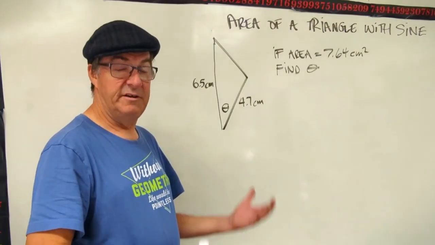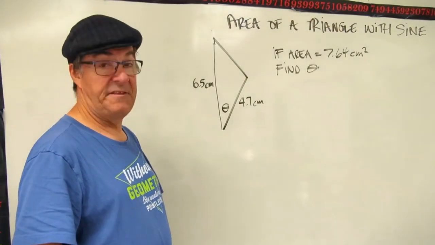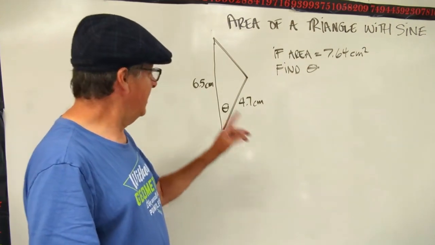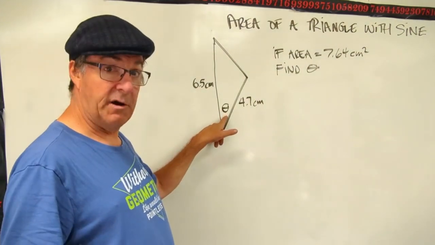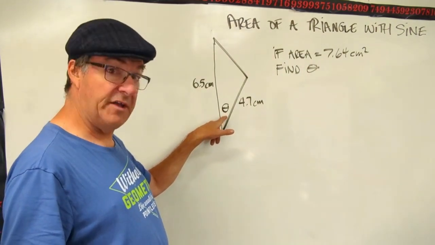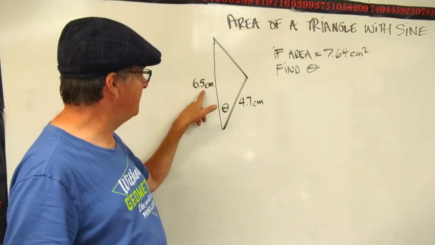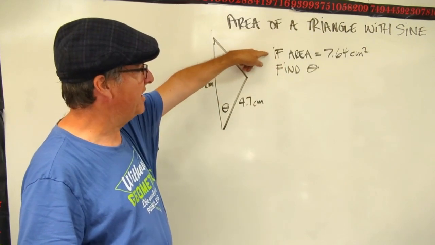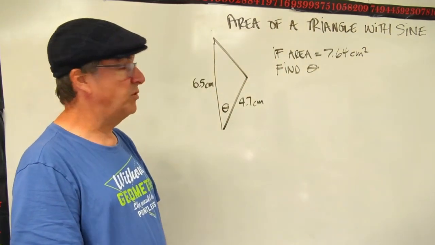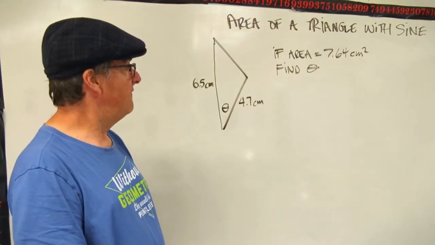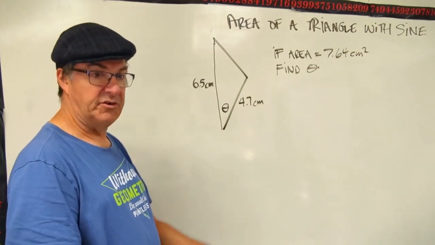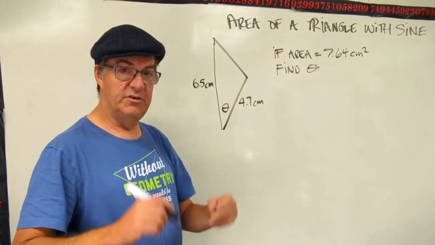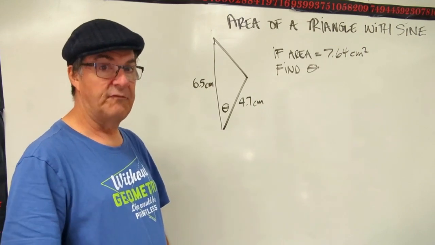Okay, here's another one. This time, we're gonna find the angle. So check it out. Here's my triangle. I have my angle marked theta here. That's an unknown at the moment. And I have a side of 6.5 centimeters and one of 4.7 centimeters. Now we're given the area. If the area is 7.64 square centimeters, find theta. So go ahead, pause the video, do your plug-in step, and solve for theta.